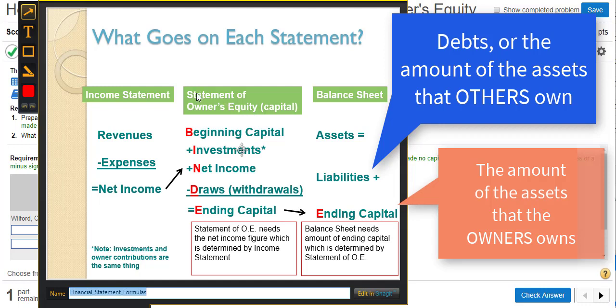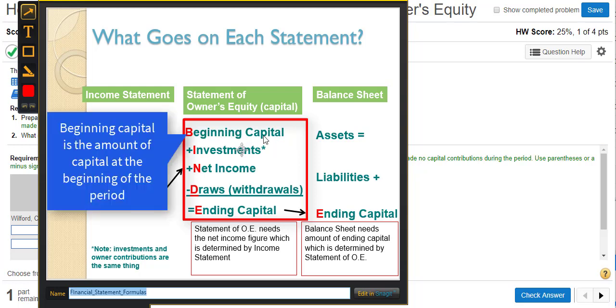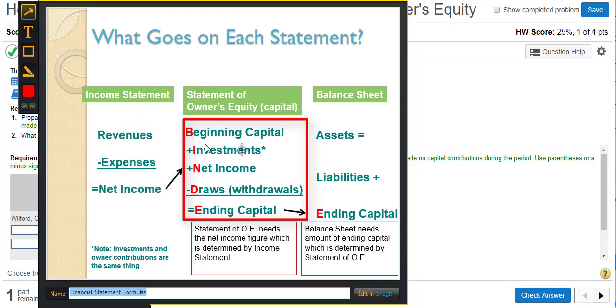So the statement of owner's equity is showing how did our capital change. So we start with beginning capital, and by beginning we mean the beginning of the time period for which this financial statement is showing. So if this financial statement is for a calendar year from January to December, then beginning capital is simply the capital of the company on January 1st. And then we're going to add owner investments.